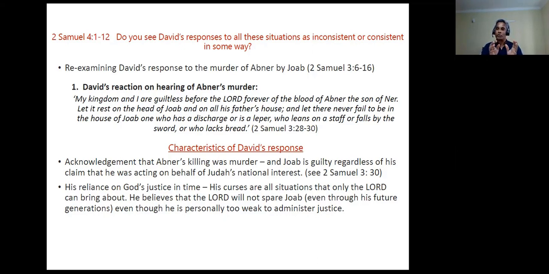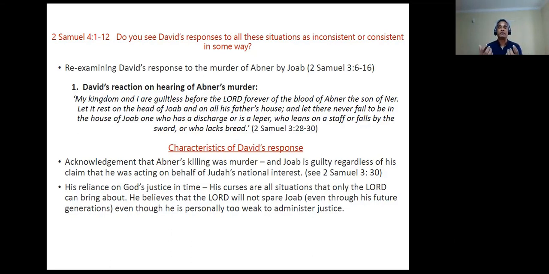So someone who has a discharge or is a leper is seen as unclean and cannot approach the Lord. So he's saying, let them be cut off from the Lord, right? And all of what he curses Joab and his family with are curses that the Lord only can bring about, right? So he's asking that the Lord cut him off, because in effect, what David is doing when he's cursing is he's not visiting his own curse.